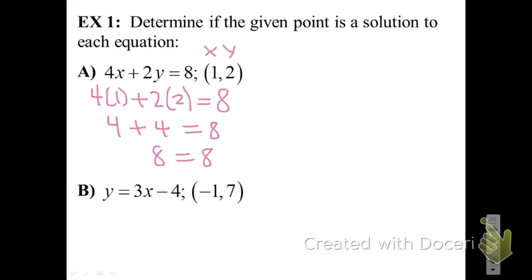Because this is a true statement, this is a solution to the equation. And what that means is that this point, (1, 2), lies on this line for x plus 2y equals 8. So we're going to say yes, it's a solution. Okay, we do the same thing on B.